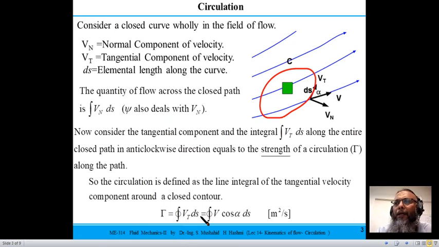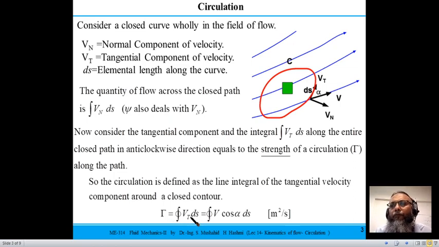If you multiply it together, for example, the units for tangential velocity would be meters per second, and you multiply by the meter, you're going to get meter square per second. So it's not the volume flow rate, it is actually meter square per second. So units for circulation is meter square per second.